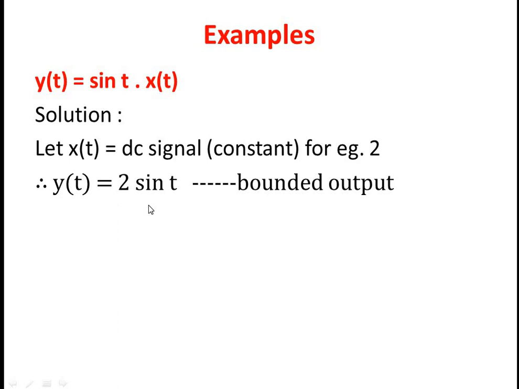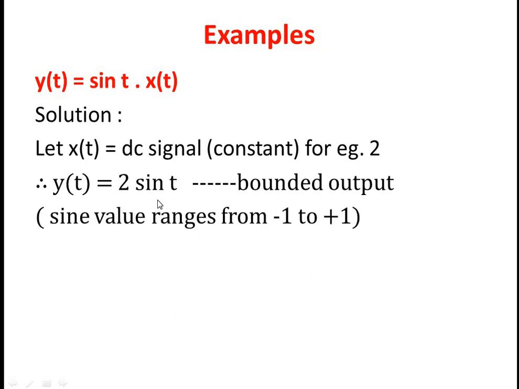Okay, and now we have the equation 2 sin t, and we are telling this is a bounded input. Since the value of sin theta varies from -1 to +1, we are telling this system is a stable system. It means for finite input, we are getting a finite output. Okay, and we'll check with another bounded input.